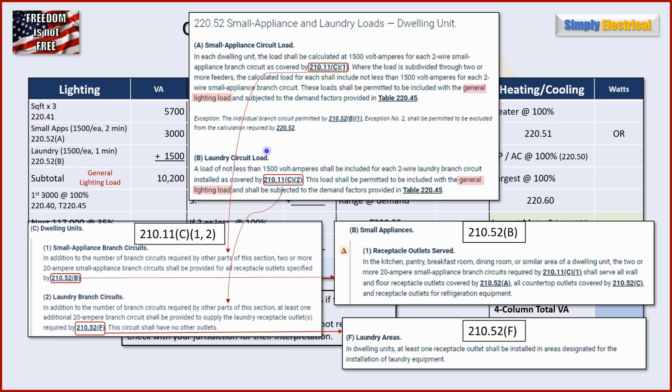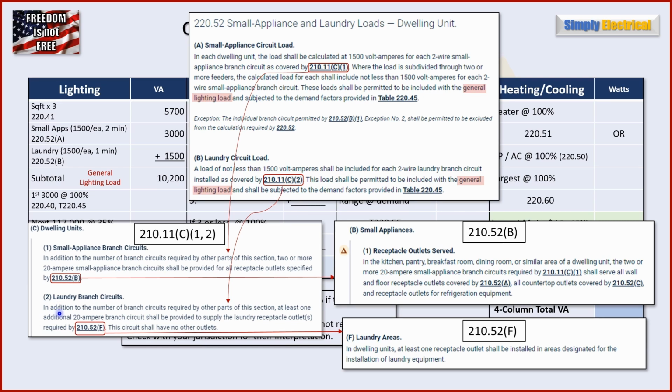Okay, so now let's move on to laundry. Laundry, we have one minimum laundry circuit requirement at 1500 VA. Well, how do we know that? Well, 220.52b says laundry circuit load. A load of not less than 1500 VA shall be included for each 2-wire laundry branch circuit installed as covered by 210.11c2. Okay, let's go down, see what that is.